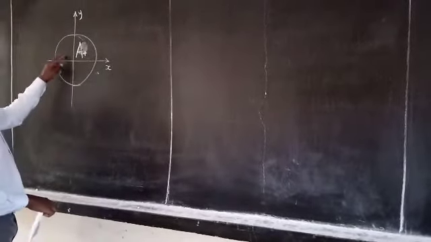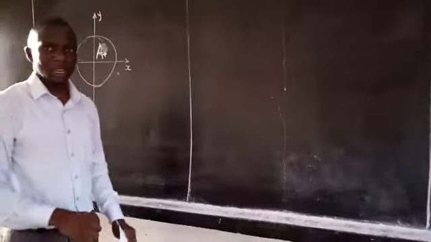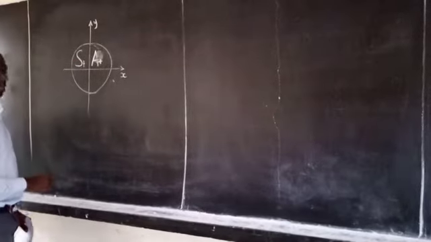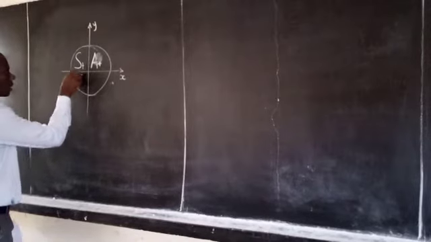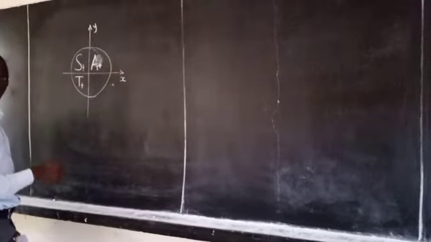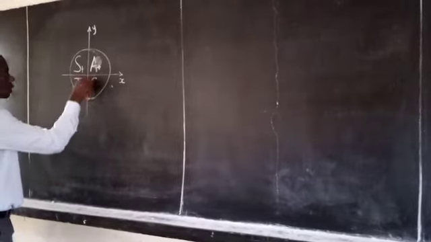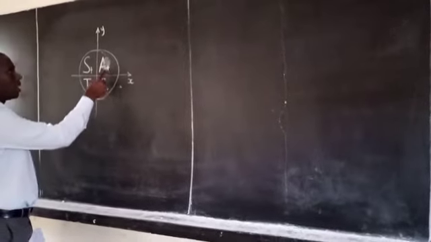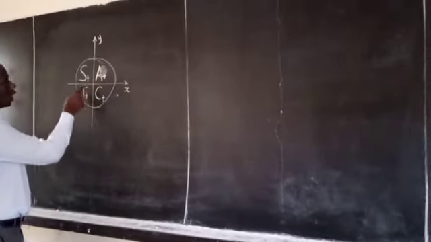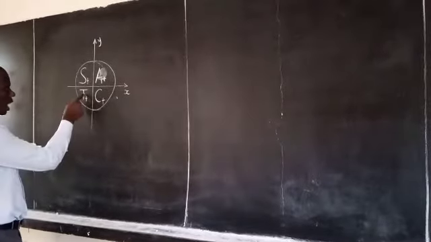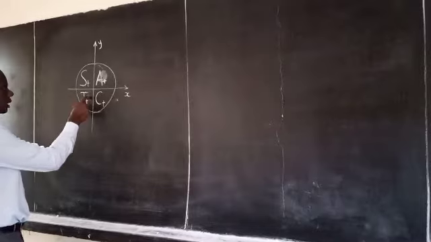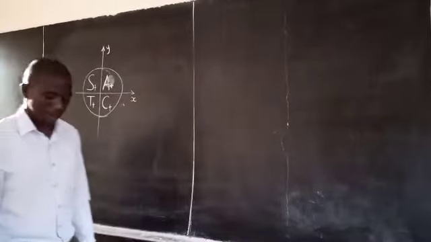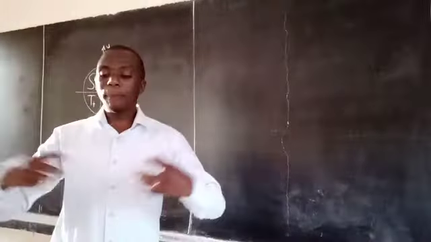And we realize that in the second quadrant, only the sine was positive. In the third, only the tan was positive. And in the fourth, only the cosine was positive. Meaning the tan and the cosine are negative in the second, and the sine and cosine are negative in the third. Here, all are positive, the sine, cosine, and the tangent. Here, the cosine and the tangent are negative, and here, the sine and the cosine are negative. Only tan is positive. And this is very, very important, and it is going to help us a lot.